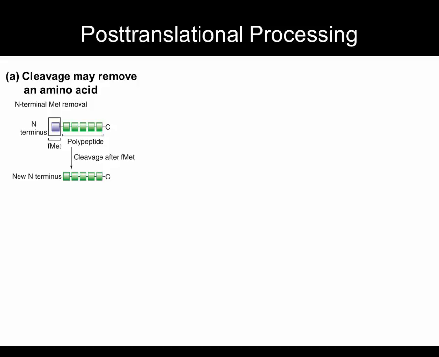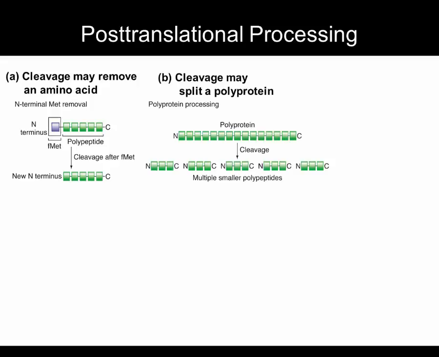Parts of a polypeptide may need to be removed. For instance, the F-met at the start of prokaryotic proteins is often cleaved off. Sometimes several proteins are all translated as a single polypeptide chain and need to be cleaved into separate units. This appears to occur most frequently with viral proteins.